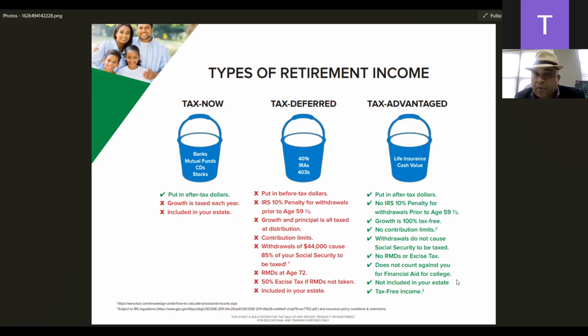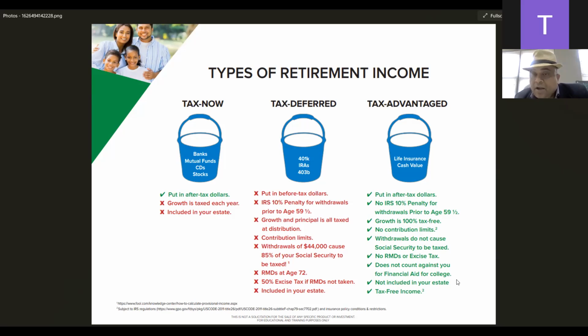In a 401k, you have to pay a penalty. In a Roth also, you have to pay a penalty. If you have money in a Roth, you cannot take it out unless you want to pay 10%. Growth is 100% tax-free. This is very good, very important. How is that possible? Because insurance is always tax-free. Whatever, no contribution limit. Contribution limit, you see number 2, there is a catch here.